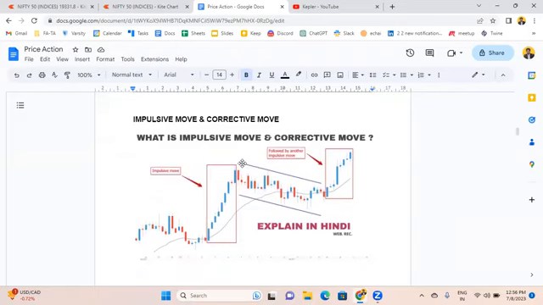What is an impulsive move and a corrective move? An impulsive move is when the price is in a trend. Let's say the price is in an uptrend. The impulsive move will be the bullish move, and the corrective move will be the bearish move. The corrective move is also known as the retracement or the pullback, where markets tend to go lower slightly, then create a new higher high.